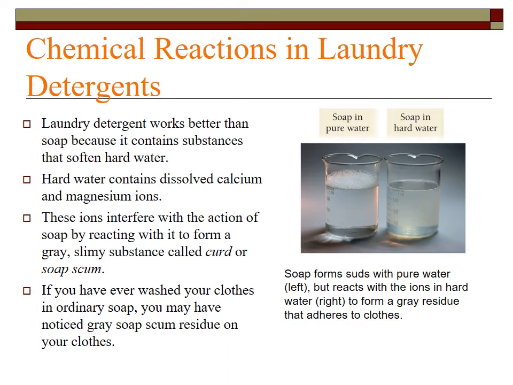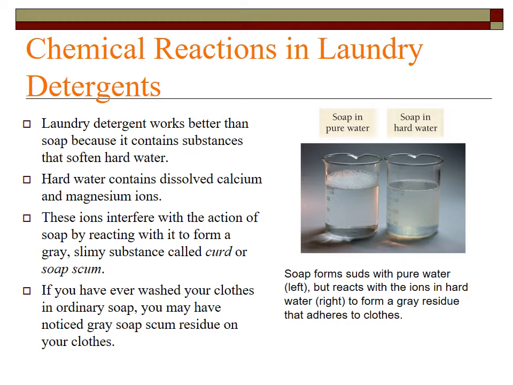What's another example of a chemical reaction? In our household terms, laundry detergent. Laundry detergent works better than soap because it contains substances that soften hard water. Hard water, as I'm sure you folks have heard of at home, contains dissolved calcium and magnesium ions, which come from the ground. These ions interfere with the action of the soap by reacting with it and forming a gray, slimy substance called a curd, or as you've often heard it called, soap scum.